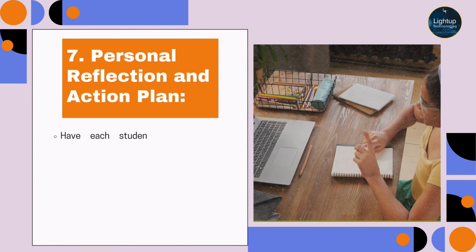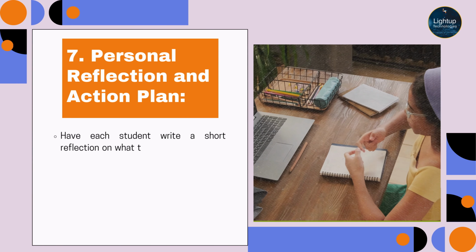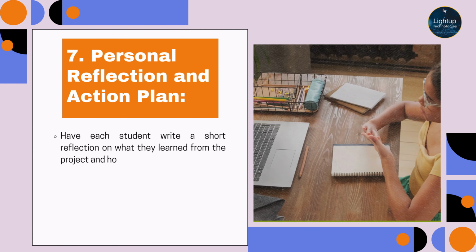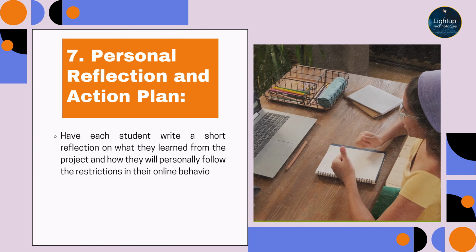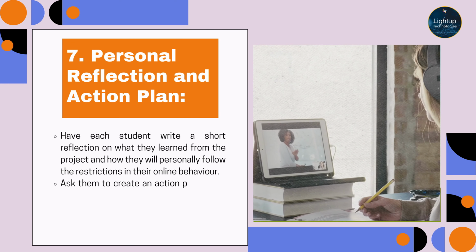7. Personal reflection and action plan. Have each student write a short reflection on what they learned from the project and how they will personally follow the restrictions in their online behavior. Ask them to create an action plan listing 2 to 3 steps they will take to ensure they stay safe and respectful online. This approach fosters collaboration, encourages thoughtful discussions, and leads students to take ownership of their online safety and behavior.